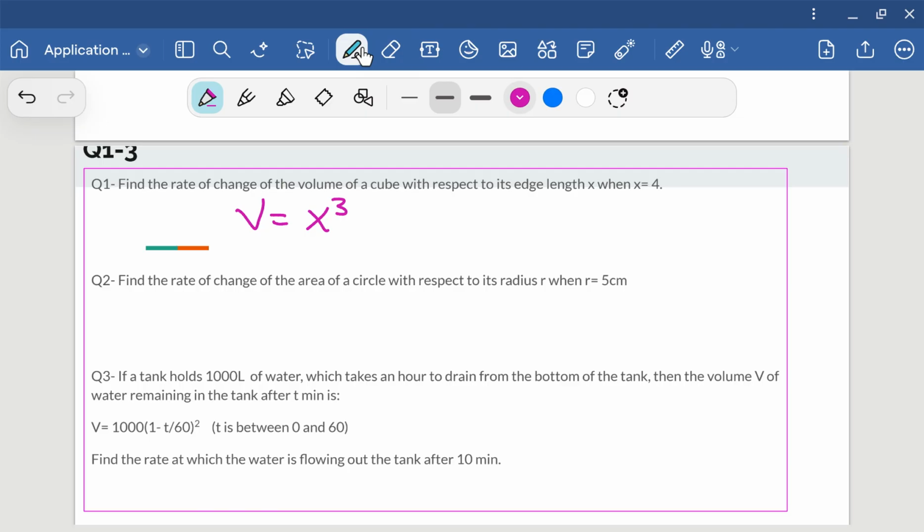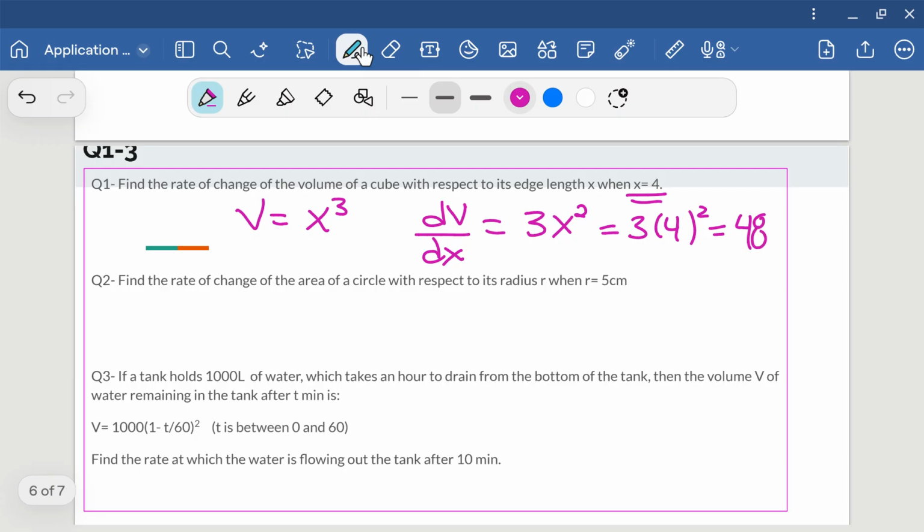Now, if it's rate of change, and we know that that's your first derivative, then we would say that the derivative related to the side, dV/dx, equals, and then we'll take the power rule on the right-hand side, so 3x squared. Now, when it's asking exactly when x is 4, we'll take this one step further and plug in 4 for the x value, and you get 48.